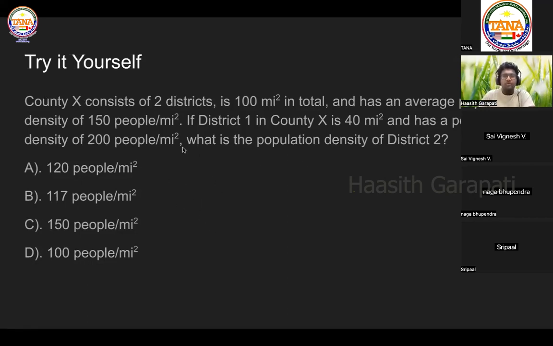But yeah, okay. So we have County X that has two districts, similar to the last question. So 100 square miles in total, and this is the population density.